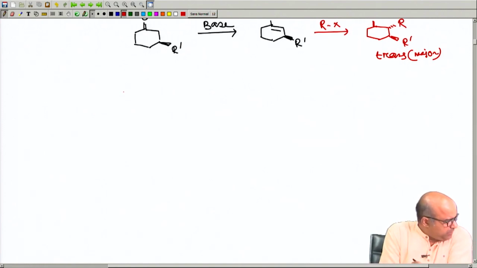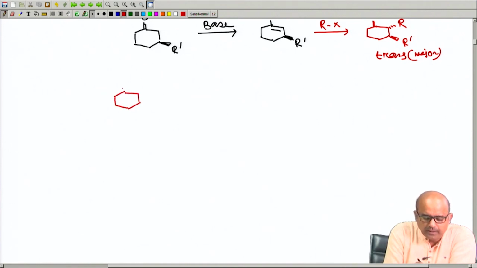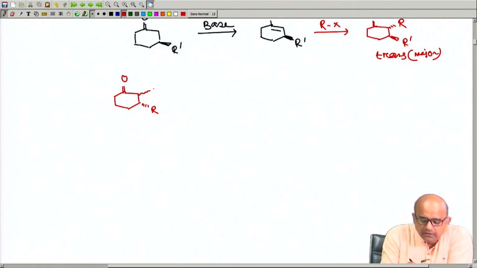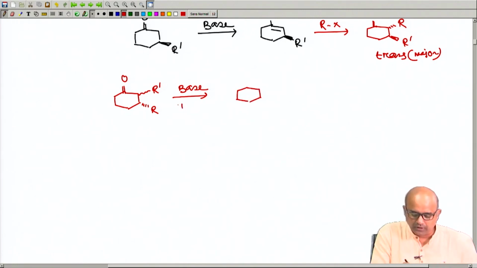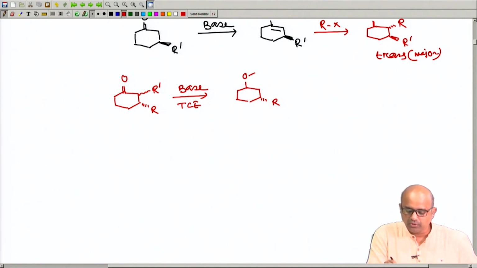The thing will be somewhat complicated if you, let us say, have a compound something like this. You have a pre-existing stereo center at the 3 position, and also you have a stereo center here, but this stereo center does not make any sense, because at the very beginning you are trying to destroy the stereo center through hydrogen abstraction, through a thermodynamically controlled enolate generation. So, you do a TCE. This R existing is an alpha stereo center. So, you generate the enolate O-metal with R and R prime.